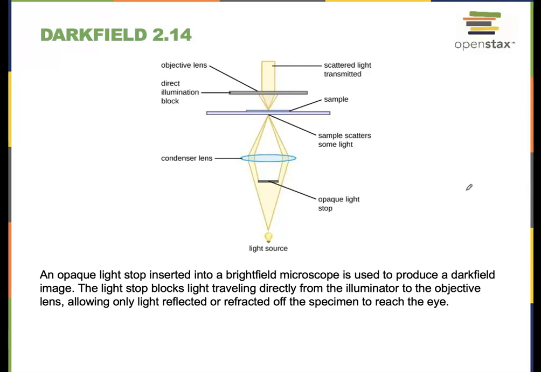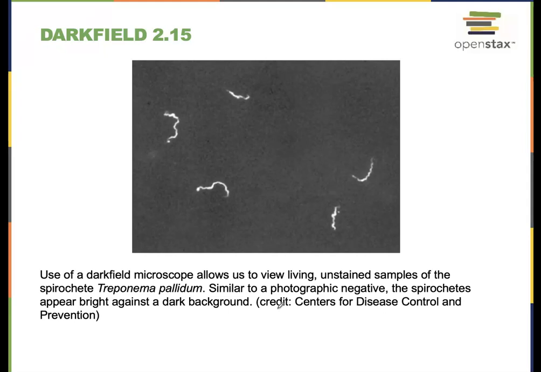All right, moving on to dark field. For dark field microscopy, they simply put a block to block the light coming through. What it does is it makes a nice dark background, and it allows only the reflected or refracted light of the specimen to reach your eye. This is what a dark field microscope image looks like. You'll see this again, but these curly cells here are a microbe called Treponema pallidum. It's a bacteria. It is a spirochete.